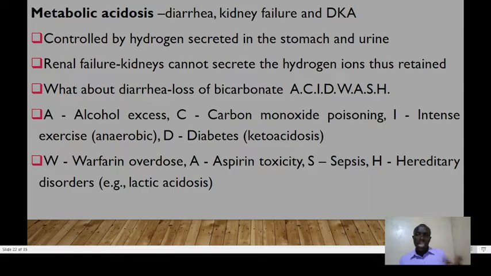The other conditions that can lead to metabolic acidosis are abbreviated using the mnemonic acid wash and could include alcohol excess, carbon monoxide poisoning, intense exercise, diabetes, ketoacidosis you have already mentioned, warfarin overdose, aspirin toxicity, sepsis, hereditary disorders like the lactic acidosis. In both cases, you find there is a formation of an acid which contributes to an acidic environment.